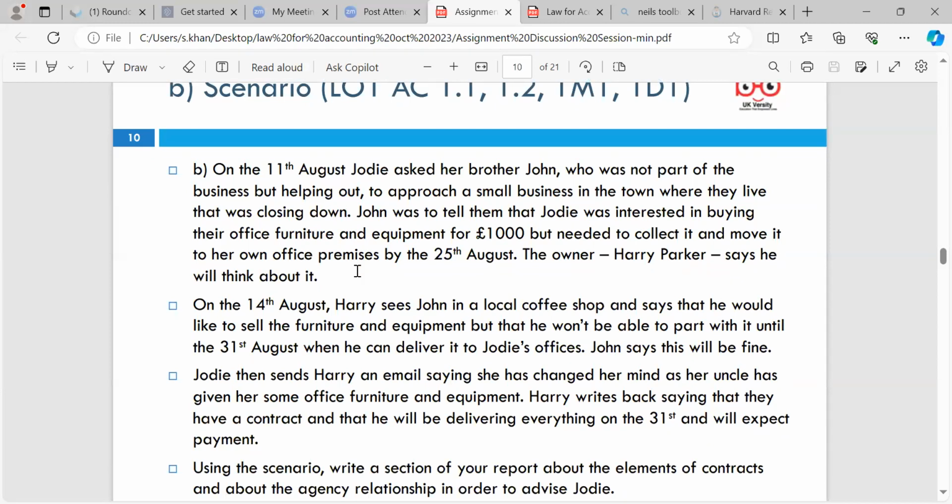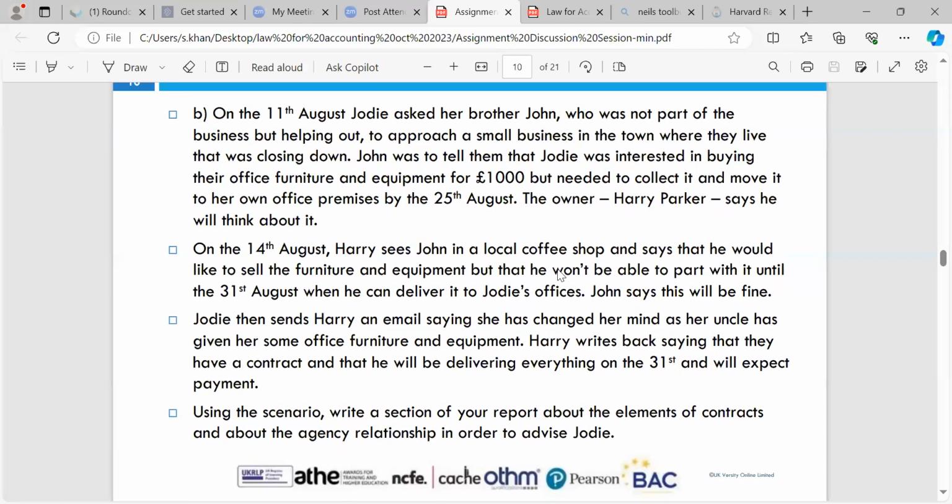Okay. On the 11th of August, Jodie asked her brother John, who was not part of the business but helping out, to approach a small business in the town where they were that was closing down. John was to tell them that Jodie was interested in buying their office furniture and equipment for £1,000, but needed to collect it and move it to her office premises by the 25th of August. The owner, Harry Parker, says he will think about it. On 14th of August, Harry sees John in a local coffee shop and says that he would like to sell the furniture and equipment, but he won't be able to part with it until the 31st of August, when he can deliver it to Jodie's office. John says this will be fine.